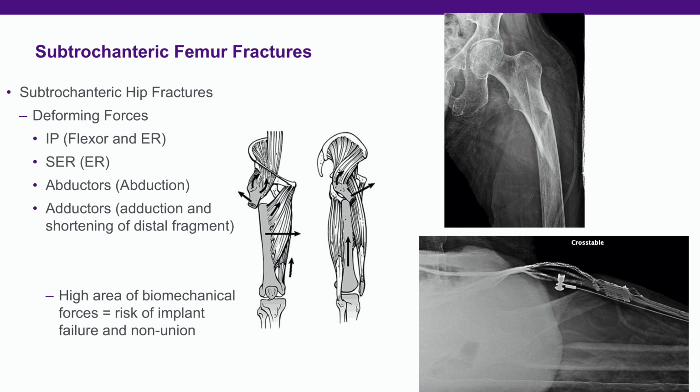A much more challenging subset of proximal femur fractures are subtrochanteric femur fractures. Again, these have a bimodal distribution in age, but the deforming forces across the hip make them challenging to treat. The proximal fragment is flexed, externally rotated, and abducted due to the iliopsoas, short external rotators, and abductors. These forces make healing and maintaining reduction in this area challenging, and due to these high biomechanical forces, risk of implant failure and non-union is high.